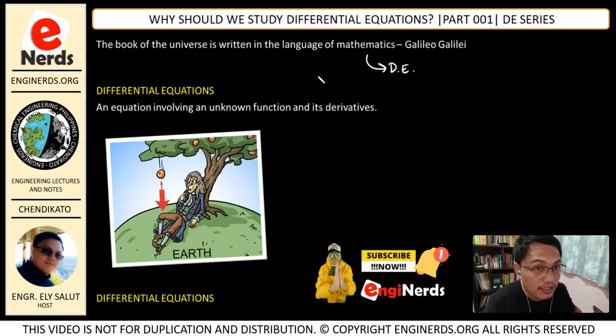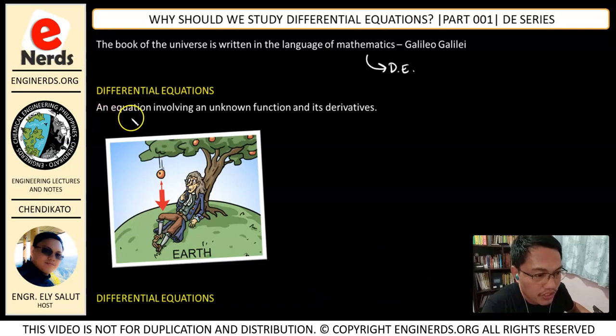But before that, let us first understand ano ba yung differential equations. A differential equation is an equation involving an unknown function and its derivatives. So, ibig sabihin, pag nakakita ka ng isang equation na merong derivative, yon ay differential equation. So, katulad ng sinabi ko, gamit na gamit itong differential equations, lalo na sa physics, no? So, this is really important, lalo na sa katulad nating nagtitake ng engineering courses.